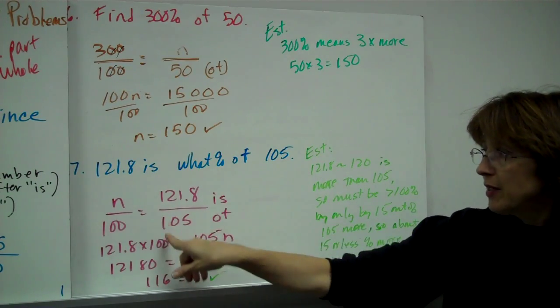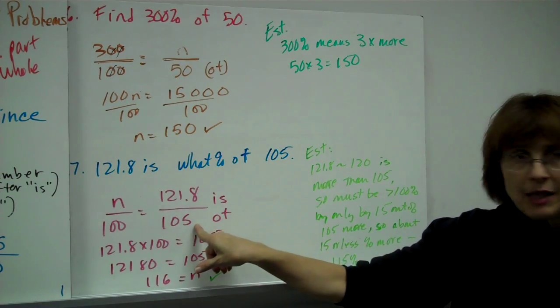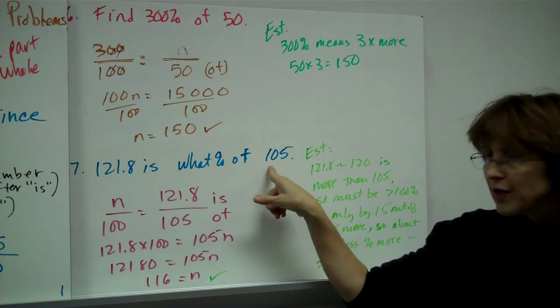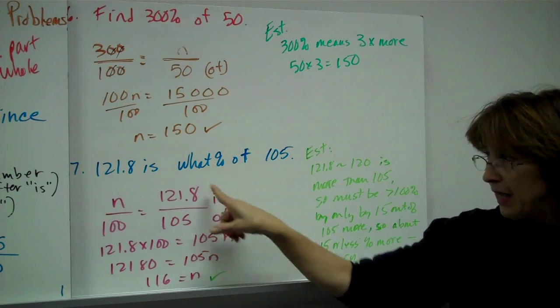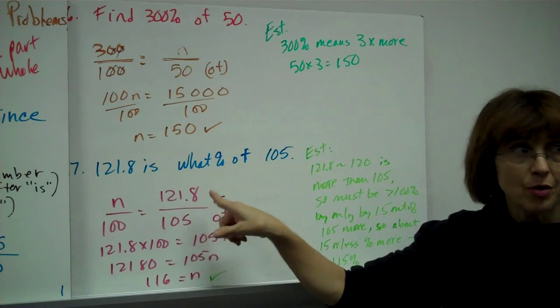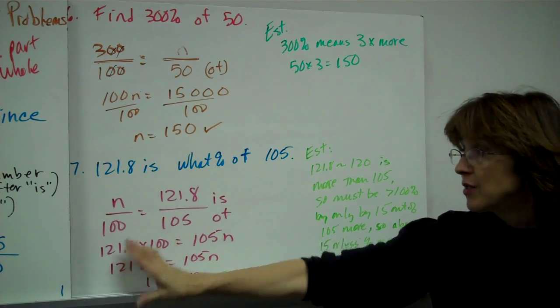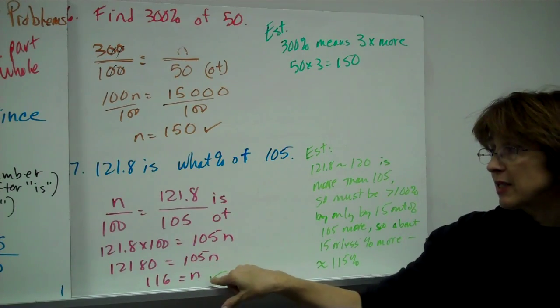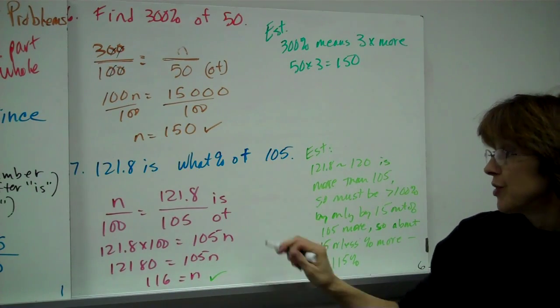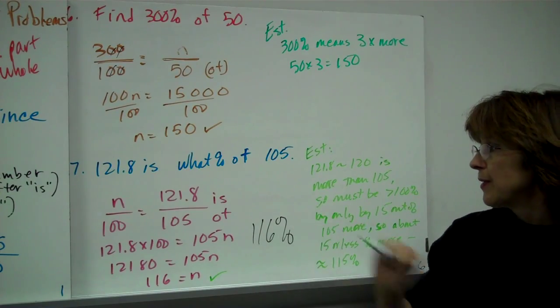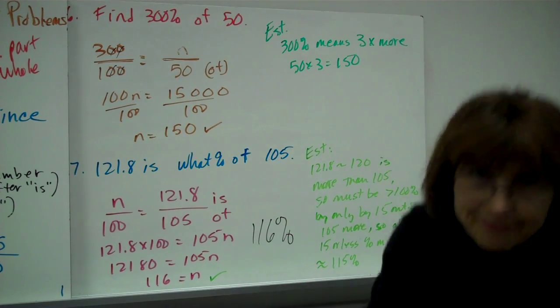Okay, so you do the cross products. It's okay, don't always put the big number on the bottom. Always put the number after the "of" on the bottom. And the other part goes on top. Sometimes the part's going to be more than the whole. That's how you get bonus parts on the test. So you do the cross products and you get 116. So 116% would be your actual answer. Okay, we'll do more in class tomorrow.